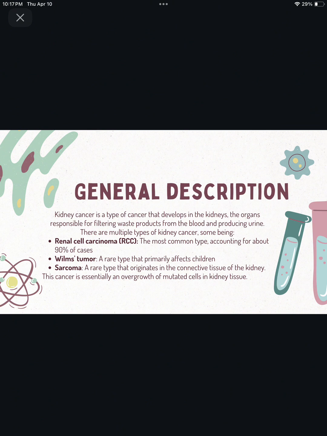This will be a common cancer we'll see throughout these mutations. A Wilms tumor is a rare type of tumor that primarily affects children, which is not really shown in adults. A sarcoma is a rare type of tumor that originates in the connective tissue of the kidney itself. So essentially, kidney cancer is an overgrowth of tumor cells in kidney tissue.